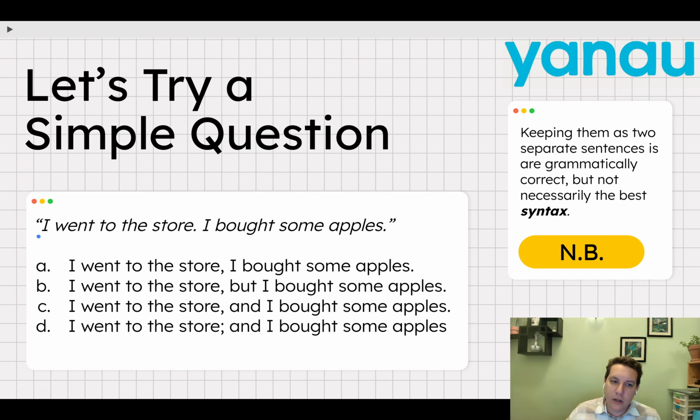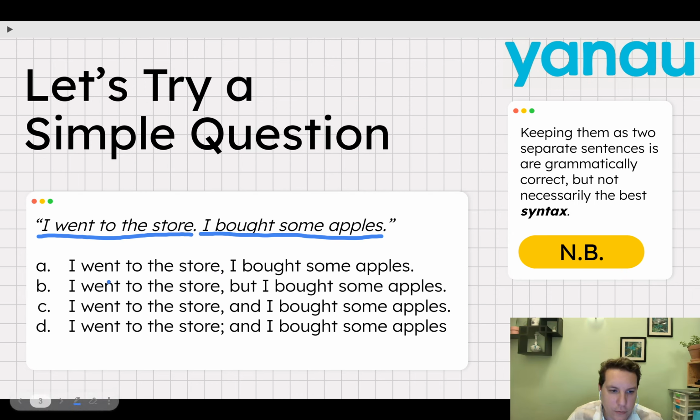Now let's look at this. We have two independent clauses. I went to the store, period. I bought some apples, period. Now, independent clauses do not have to make a sentence. You can have multiple independent clauses in one sentence. How do we do it? Well, we connect it with a comma.